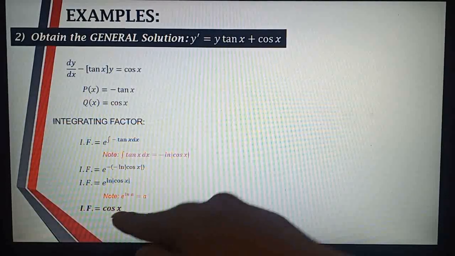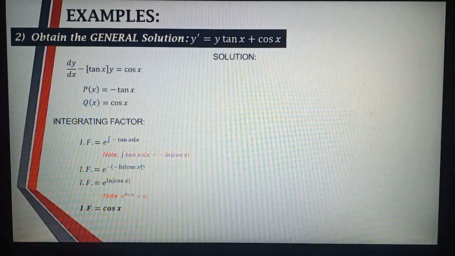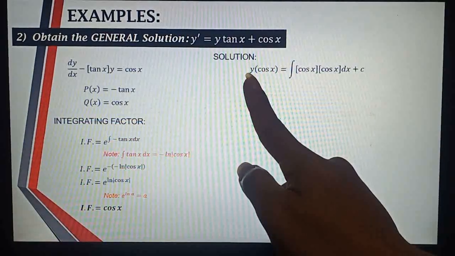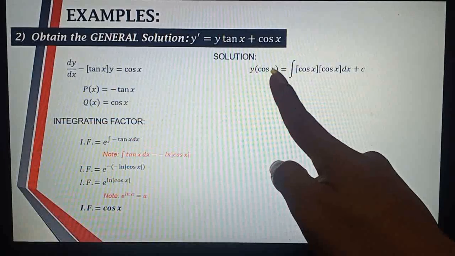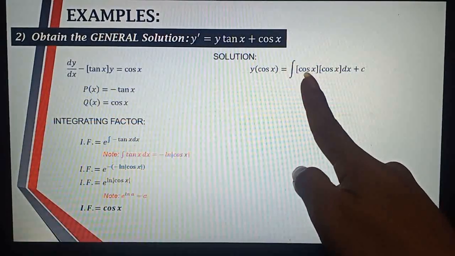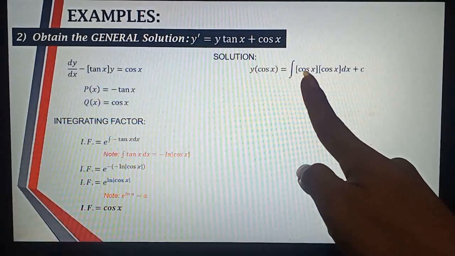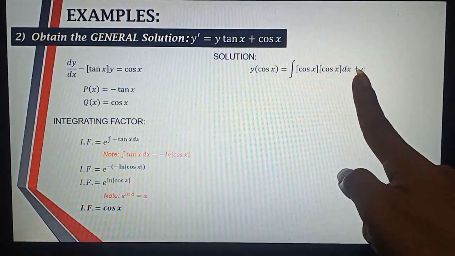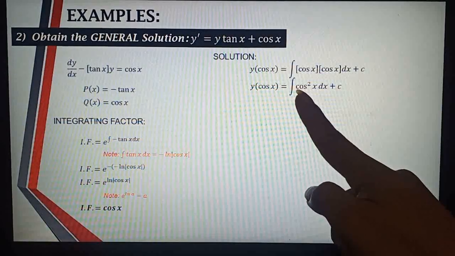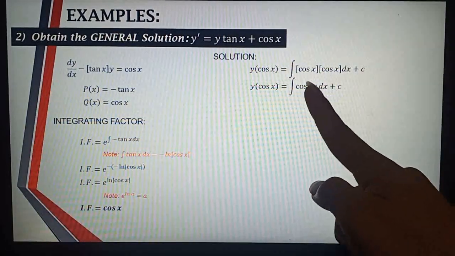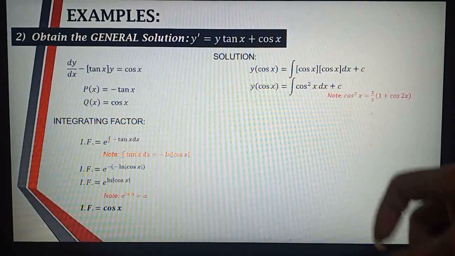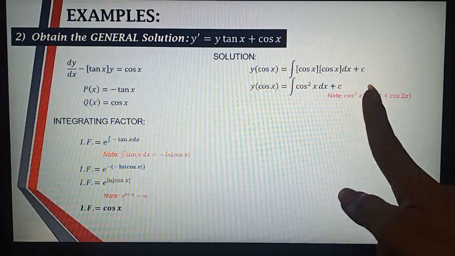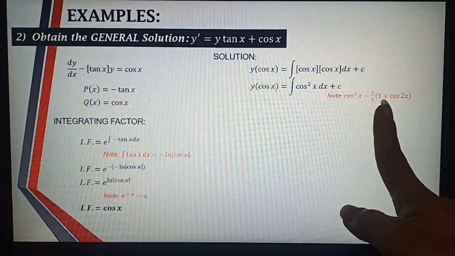After knowing your integrating factor, we will now use the solution of the linear equation. Naka-dy over dx tayo ulit. So dapat, you must have y multiplied by the integrating factor equals the integral of the q of x, which is your cosine of x, multiplied by the integrating factor, which is also a cosine of x, multiplied to dx plus c. So in that case, you will now have cosine of x multiplied to cosine of x, that is cosine squared of x. Now, we all know that using the trigonometric identities, cosine squared of x is equivalent to 1/2 of the quantity 1 plus cosine of 2x.